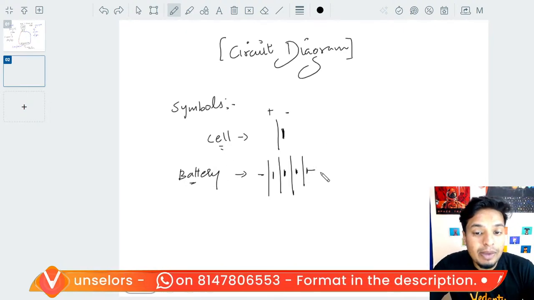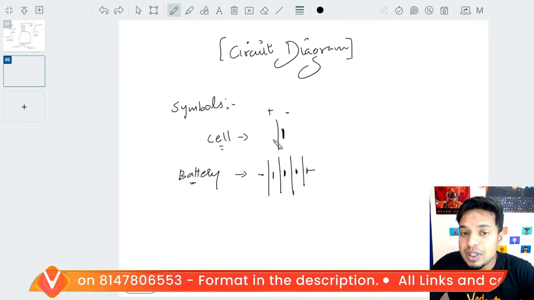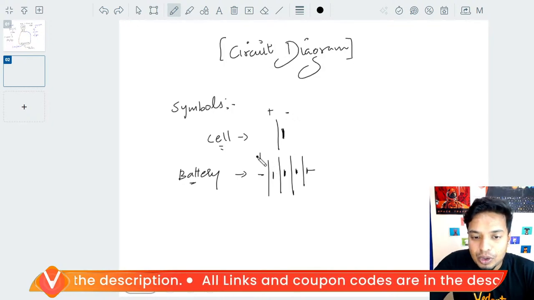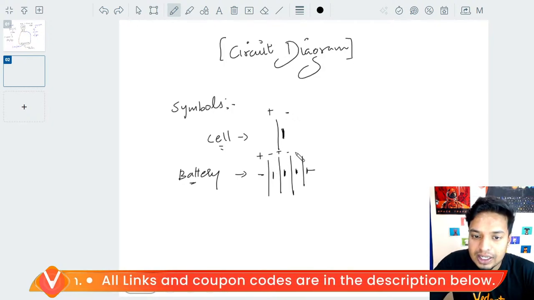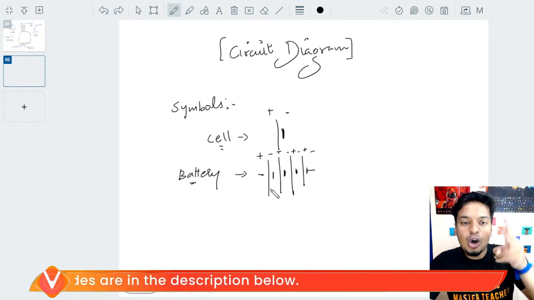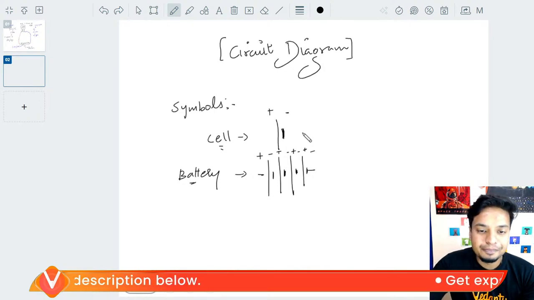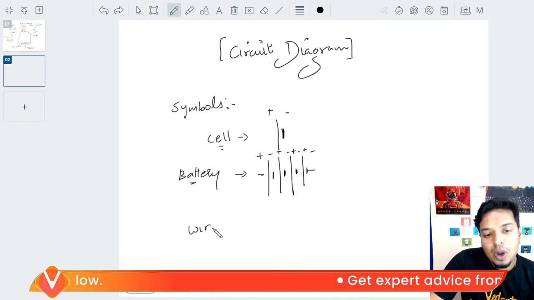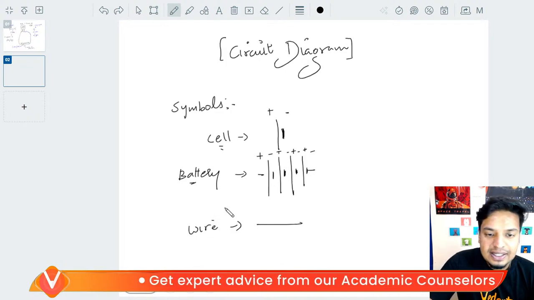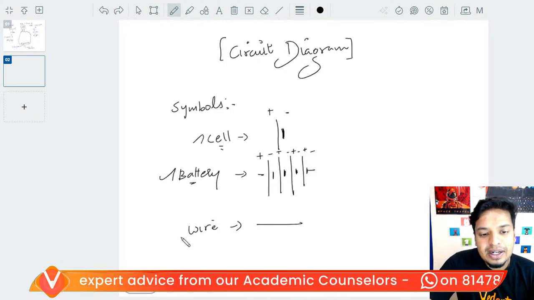And how to connect a battery? A battery has to always be connected with cells with opposite terminals. See? Positive, negative, positive, negative, positive, negative. Always opposite terminals have to be connected. Then for wire we use just lines. So cell we did, battery we did, wire we did.